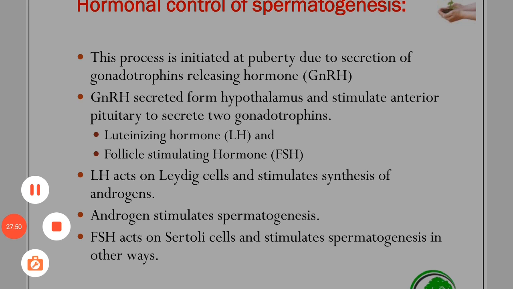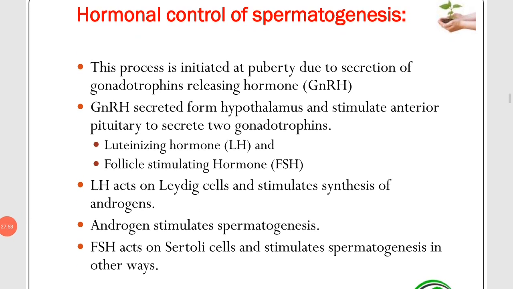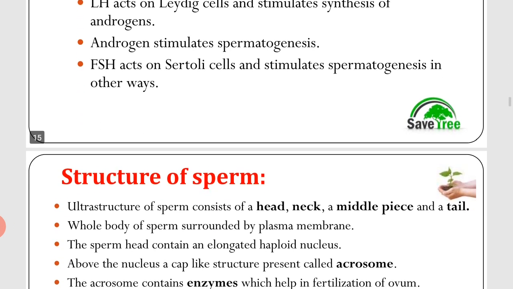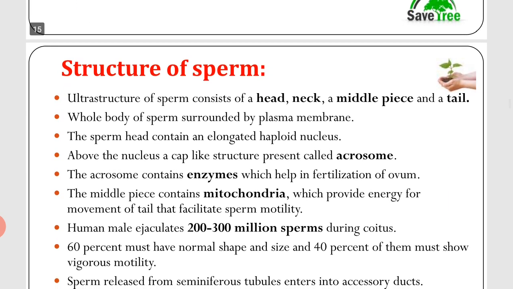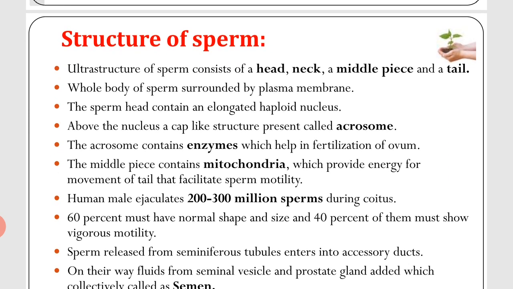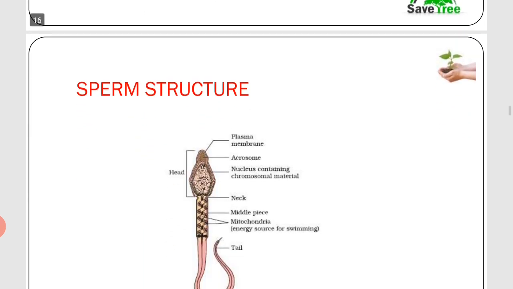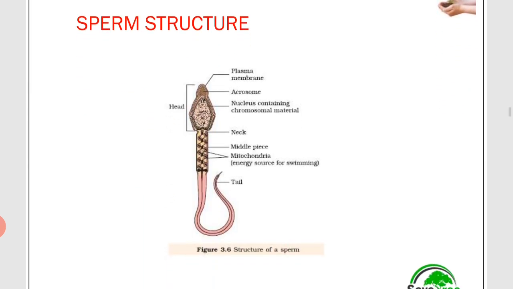The plasma membrane envelops the whole body of the sperm. First of all we will see the head. The sperm head contains an elongated haploid nucleus. The anterior, top portion of the sperm is covered by a cap-like structure, and that is called the acrosome. You may ask me the question, what does this acrosome consist of? This acrosome is filled with enzymes that help in fertilization of the ovum.